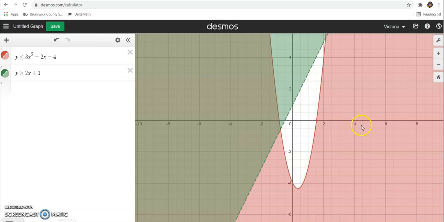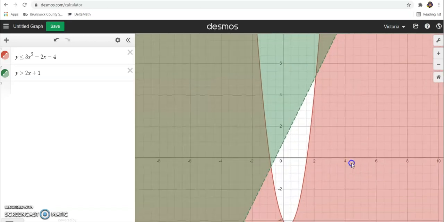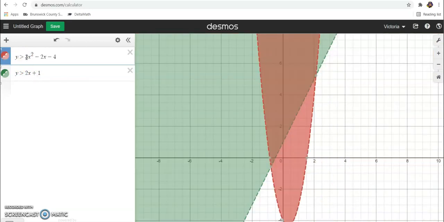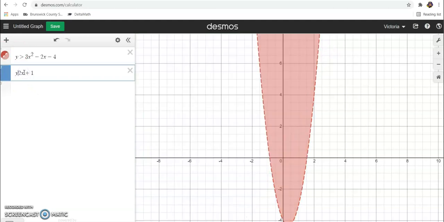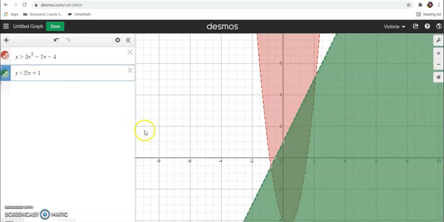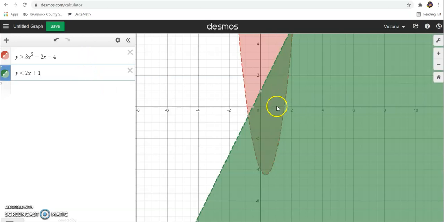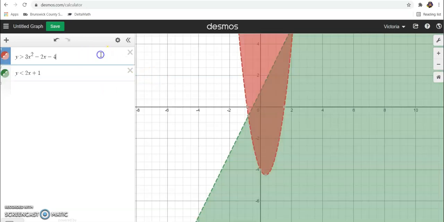You can also have a triple shaded area. I'm going to switch this for a second just so you can see what I'm talking about. I'm going to change this one to greater than, and I'm going to change this one to less than, just so I can show you something. So I just switched the things. Now the overlapping area is right here. Notice this is the only section that's both red and green. It actually becomes kind of a darker shade of both of them on Desmos.